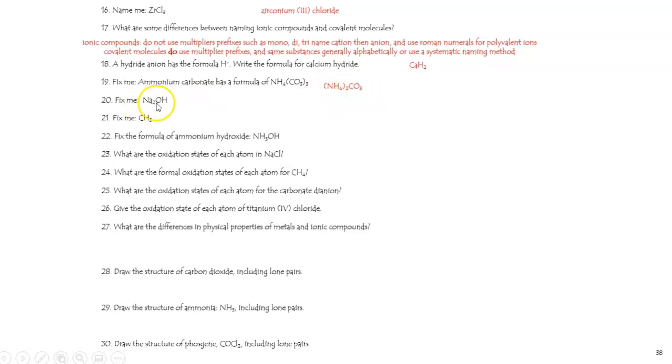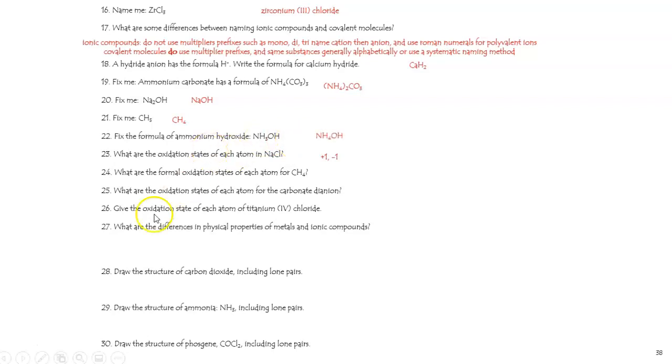Well, that can't be right because hydroxides are -1. Each sodium is +1, so we only need 1. CH5 makes no sense because carbon only forms 4 bonds. I assume they meant CH4. And this is not ammonium hydroxide because NH3 is ammonia, not ammonium. We're short a hydrogen right there. This should be NH4OH. I don't know if it shows up.